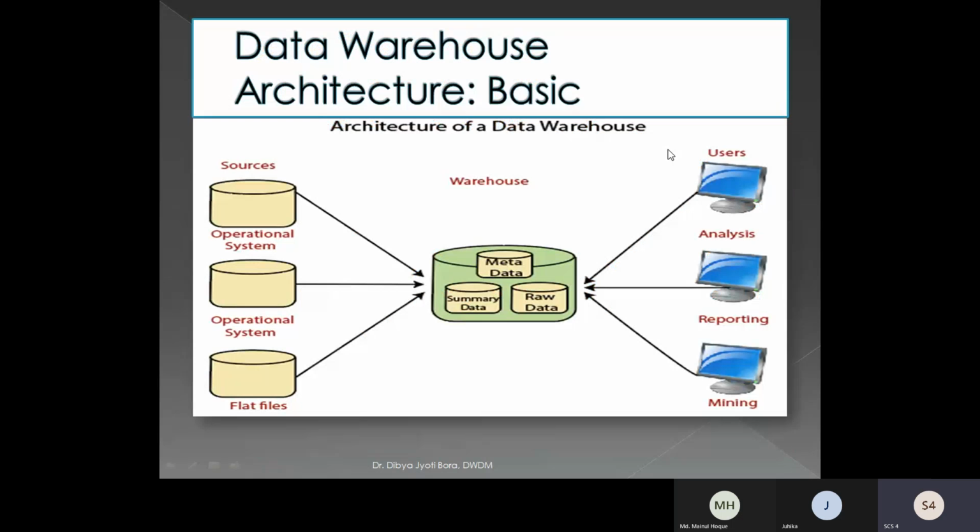Okay, let's come to the basic one. In the case of the basic one, you'll see that this is where the data is being stored.